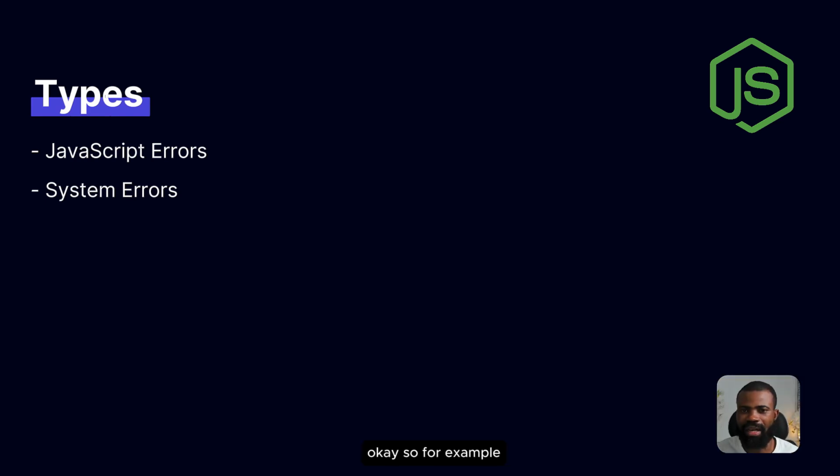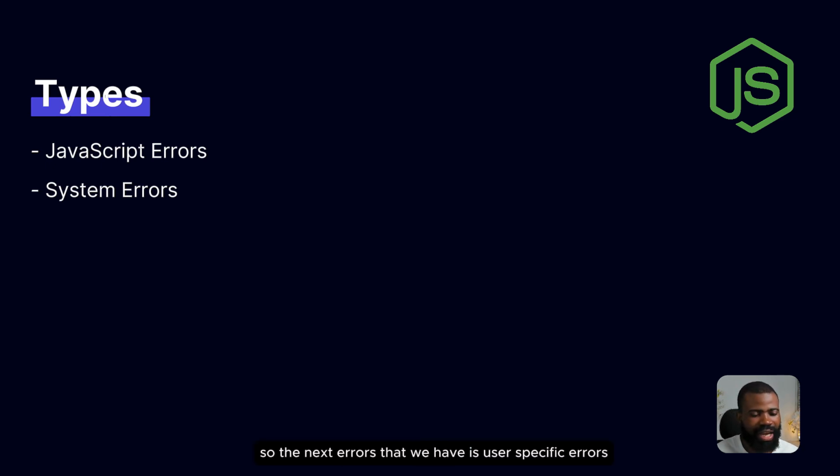Okay, so for example, if you're making a call to an endpoint and it doesn't exist, or maybe you're trying to access a file in an operating system that has not been created or doesn't exist, these kinds of errors are thrown in Node.js and you need to handle them. So there are different ways that you can handle these errors, and we are going to look into them as we progress in this section.